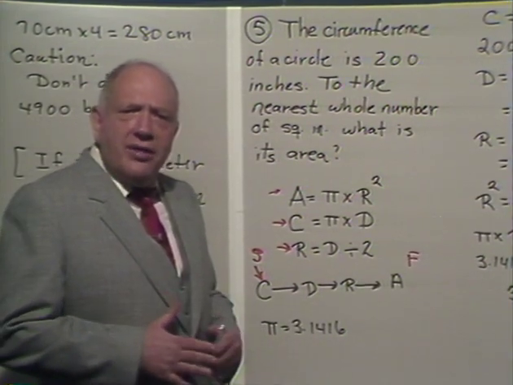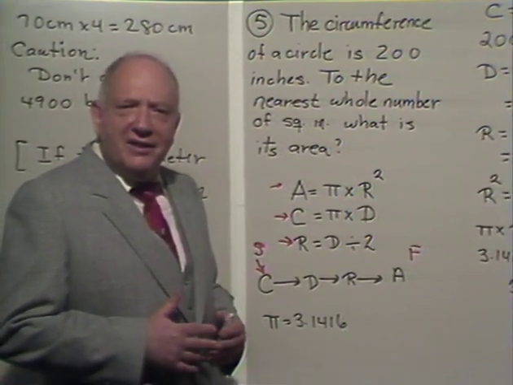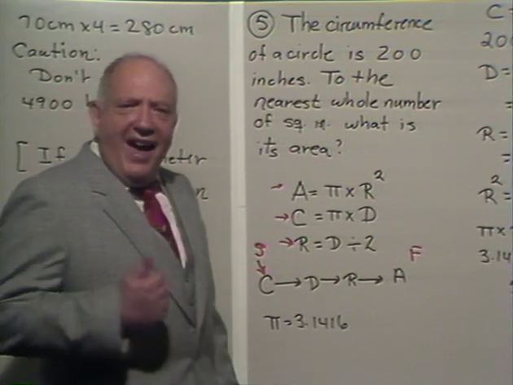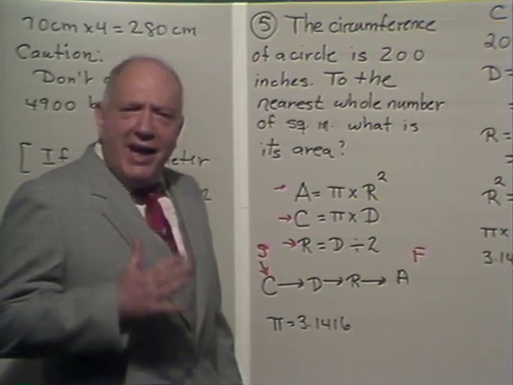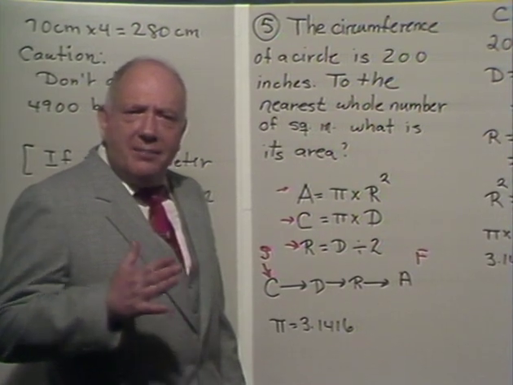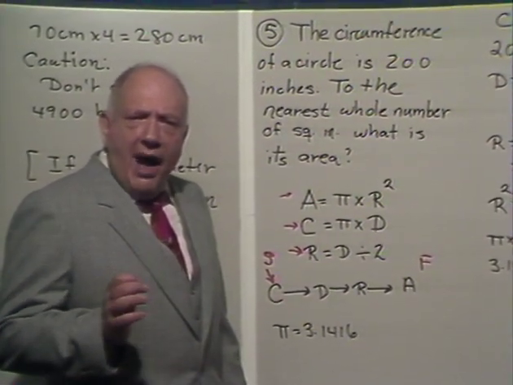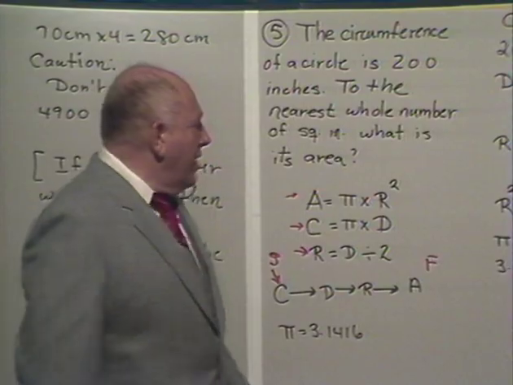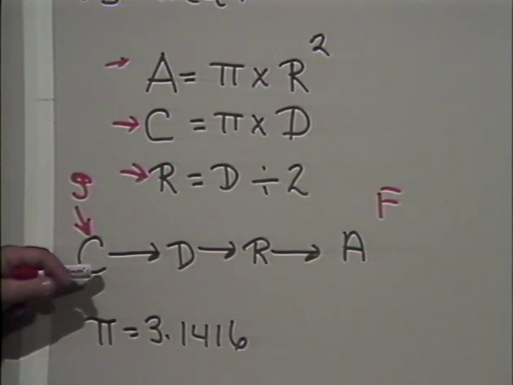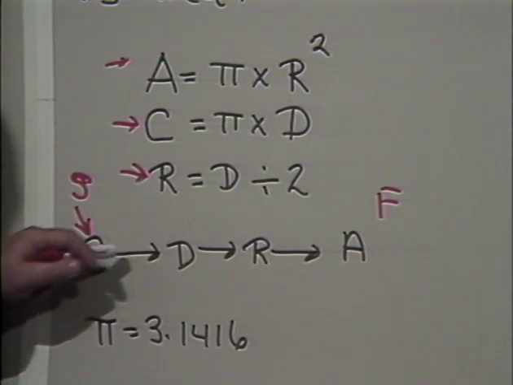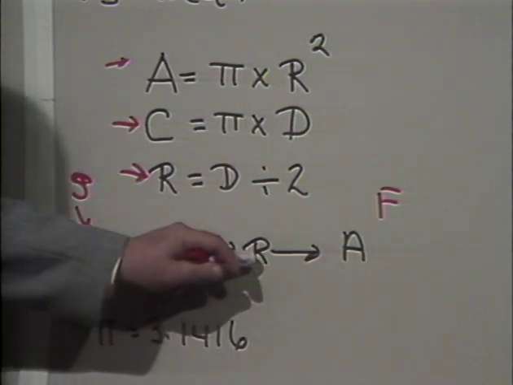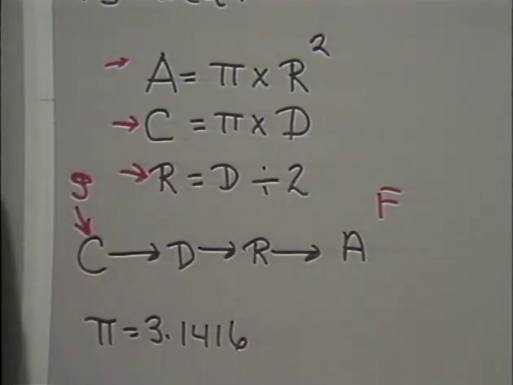I take, as they say in sports, whatever the defense gives me. They gave me the circumference. I have to get to area, and my game plan is to get there one step at a time, where at each step I'm using bona fide information. Now, let me verbalize this. What I said is I was going to go from the circumference to the diameter, from the diameter to the radius, and from the radius to the area.